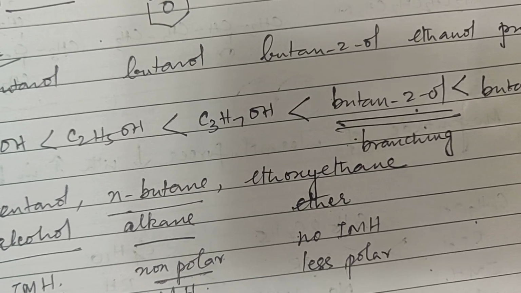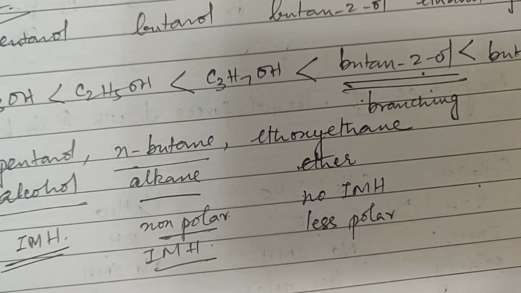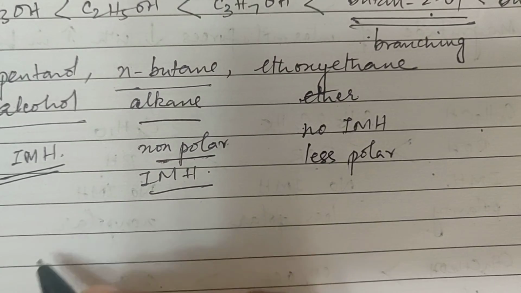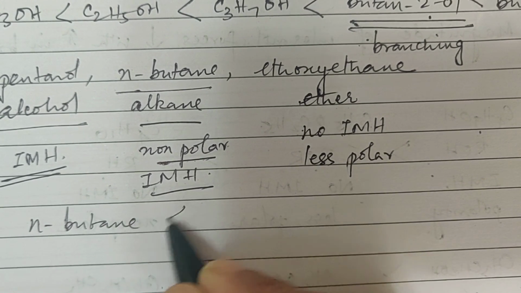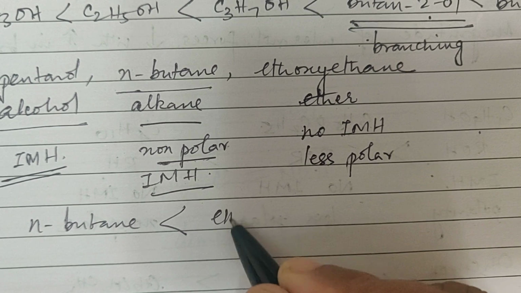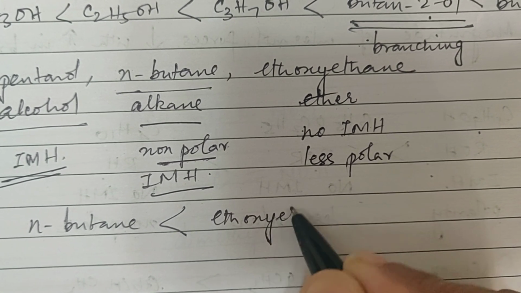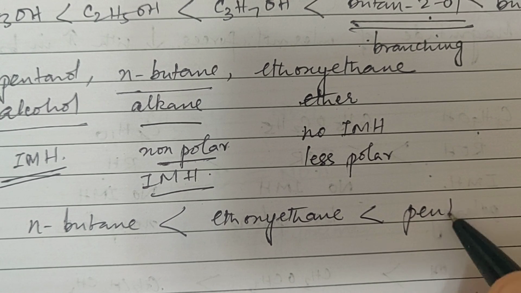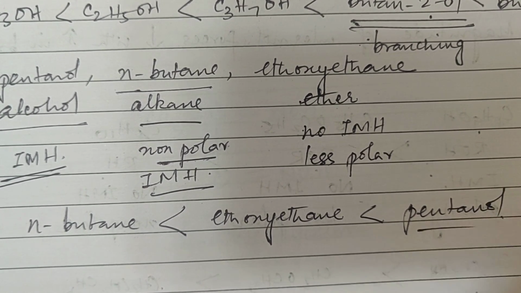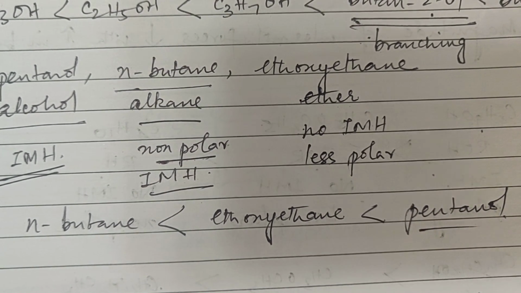So you will find that in this case n-butane has the least boiling point, then you have ethoxyethane, and then you have pentanol. Alcohol will have the highest boiling point, right?